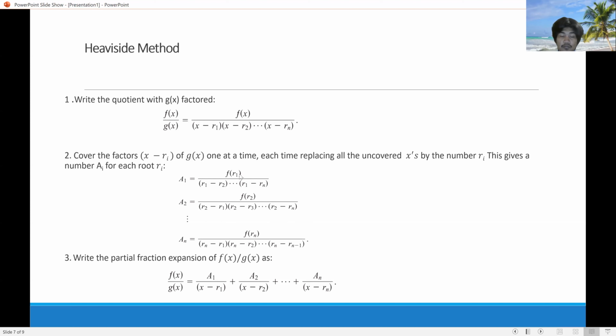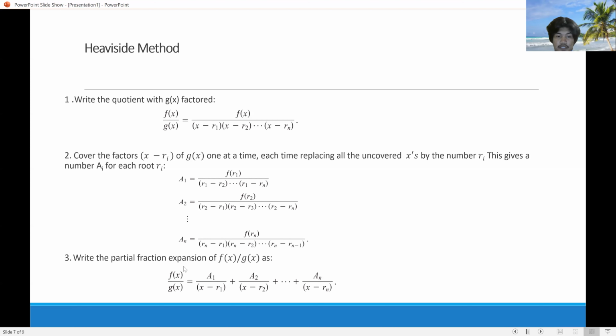A1 is equal to f of R1 over (R1 minus R2) multiplied until (R1 minus Rn). And A2, we get f of R2 over (R2 minus R1)(R2 minus R3) until (R2 minus Rn). And so on until An is equal to f of Rn over (Rn minus R1)(Rn minus R2) until (Rn minus R(n minus 1)).